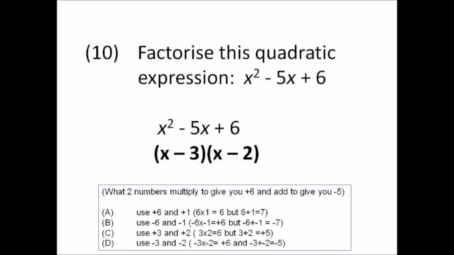Number 10. Factorize this quadratic expression, x squared minus 5x plus 6. Again, I told you the numbers have to multiply to give you 6. 6 and 1, or 3 and 2. It has to be 3 and 2. And it has to be negative 3 and negative 2.